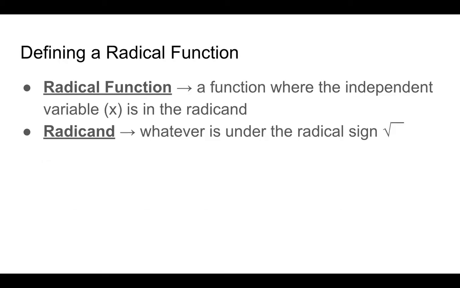So defining a radical function, it's important to know what a radical function is because there are some functions that look like they might be, but they're not. So a radical function is a function where the independent variable, or x, is in the radicand, okay? So the x has to be in the radicand, and a radicand is just whatever is underneath the radical sign. So this is the radical sign, so you're going to see these a lot, the square root thing. The x has to be underneath. It has to be living in here. This is where the radicand is.